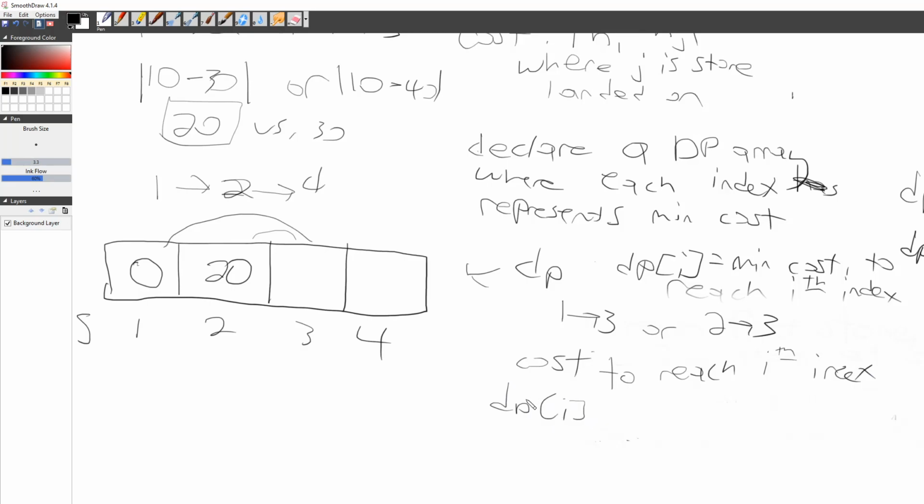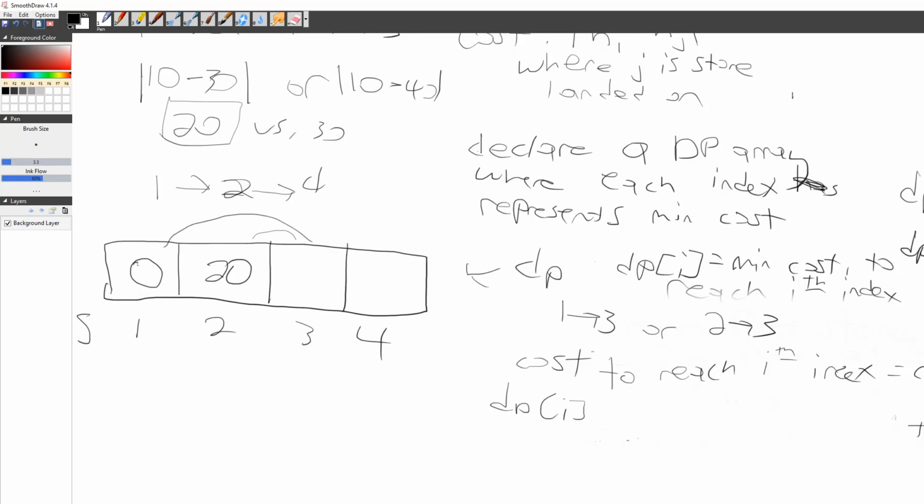Well, how do we find it? How are we gonna find this? Just thinking out loud here, it's gonna be the cost to reach index I equals the cost to reach the I minus 1th index, and that's, you know, 2 jumps. I'm sorry, that's just 1 jump.